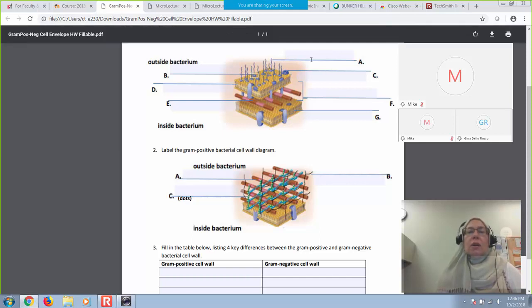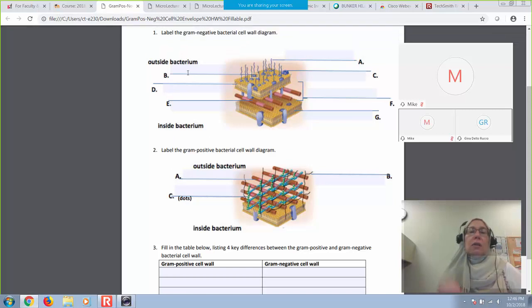At the top here is part of the LPS called the O polysaccharide. For B, I'm circling the part of the lipopolysaccharide that's embedded in the lipid bilayer. That's the lipid A portion, which is also known as endotoxin. Part C is a protein that you can't quite see, but it goes all the way through the lipid bilayer, and that would be a porin protein.